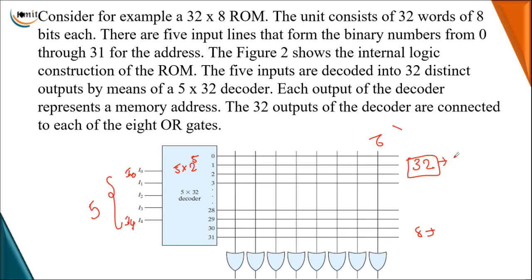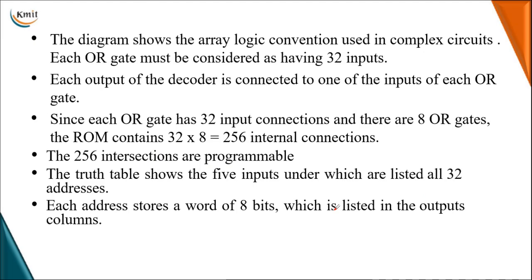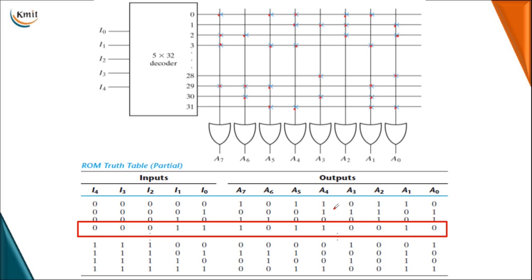So your total number of OR gates is 8. So total interconnections on your OR gates is 32 into 8, so 256 internal connections are available on your output terminal. From that output terminal interconnection, based on your programming, you can retrieve the logical data of 1 or logical data of 0.